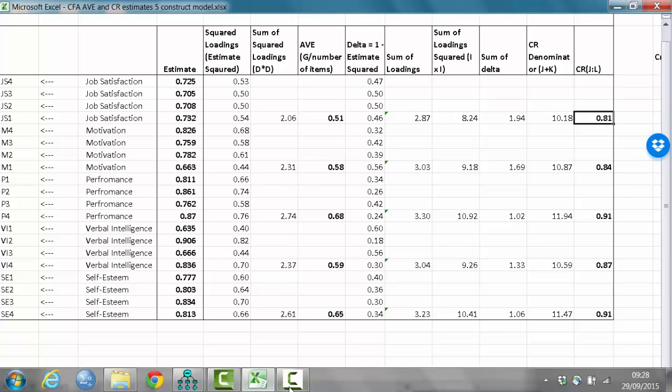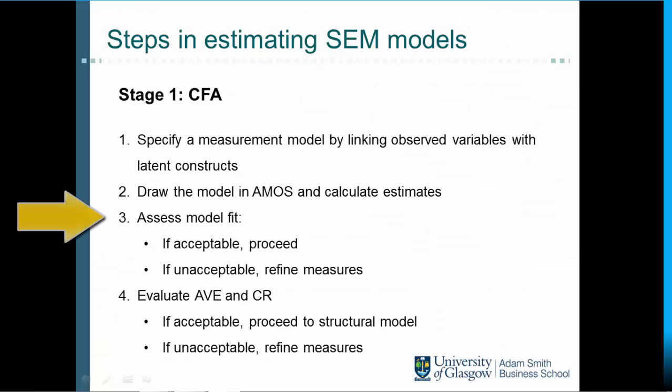Fantastic. Let's move on. Having evaluated the model fit as acceptable and checked the properties of our measurement through construct reliability and average variance extracted, we have completed stage 1 of SEM estimation and are ready to move on to stage 2, structural model.